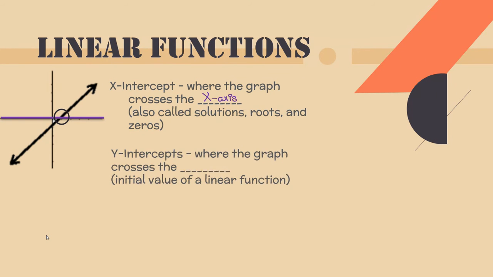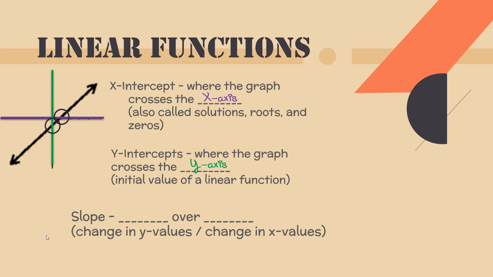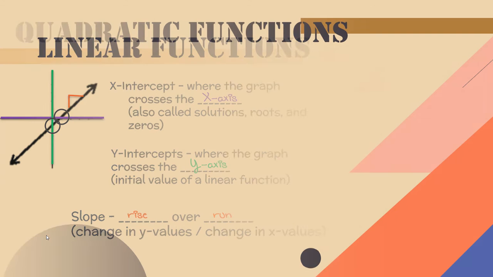The y-intercept is where the graph crosses the y-axis, and that is this green one right here. We all remember that. And here is where that graph crosses the y-axis. Slope is rise over run. Remember, the change in y values over the change in x values.